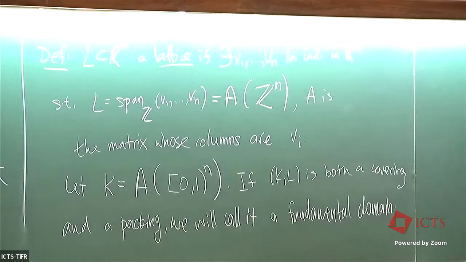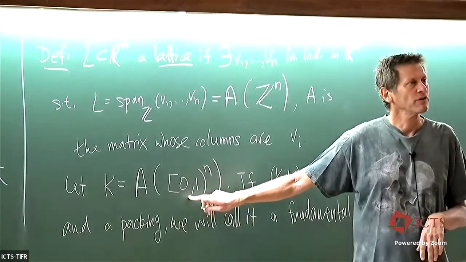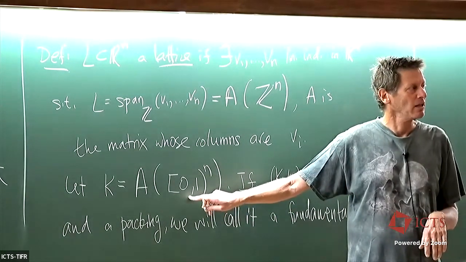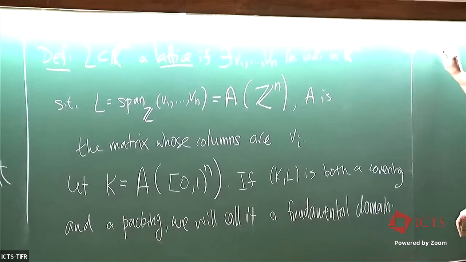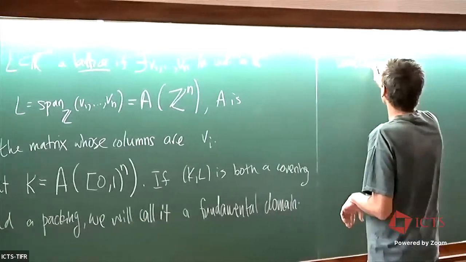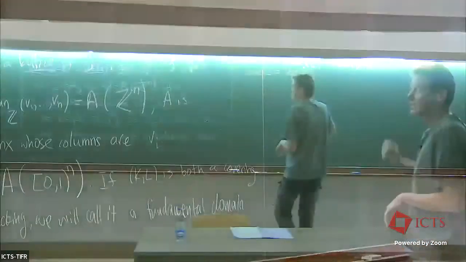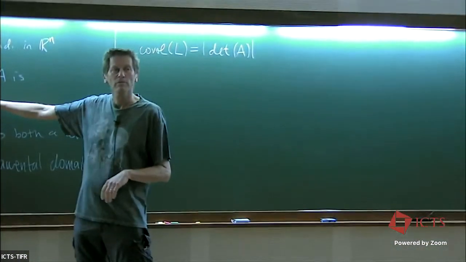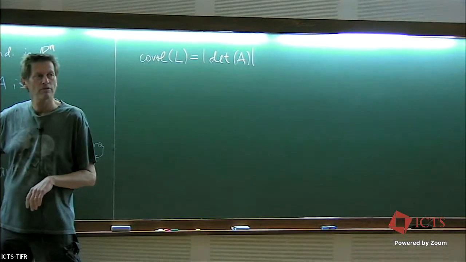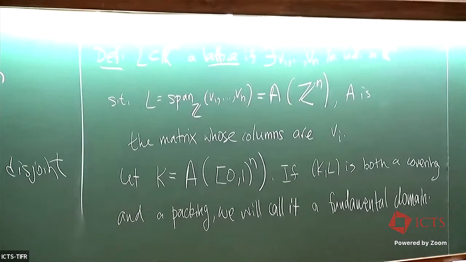So in this particular case, I'm giving a definition, but I'm also giving an example. In this particular case, this would be one possible fundamental domain for the lattice L, which is A of Zn. And its volume is the covolume of L. So covolume of L is defined to be the absolute value of the determinant of A if L arises in this form, which is exactly the volume of this set. It's the volume of a fundamental domain.